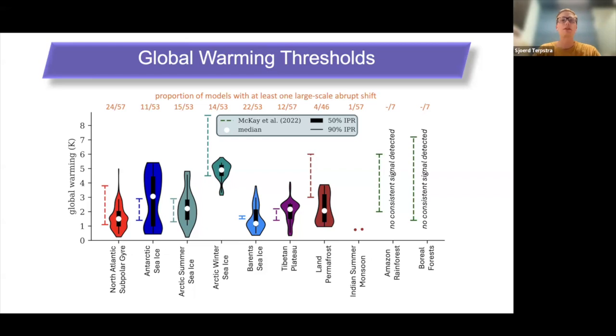And on the top here, we have the proportion of models with at least one large-scale abrupt shift, dependent on the threshold that we chose. We can see that we find quite a lot of shifts, mainly in the subpolar gyre and in all systems related to sea ice. Those are the second to the fifth filled plots. That's definitely where we find the most shifts.